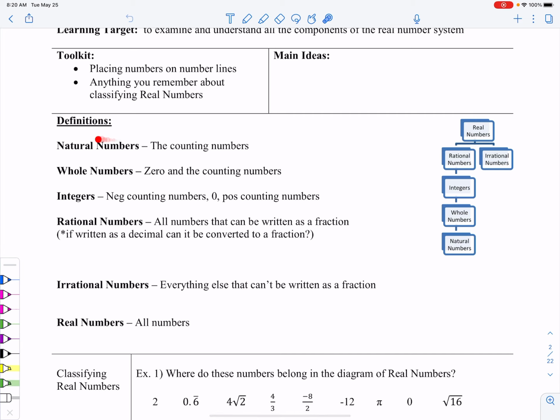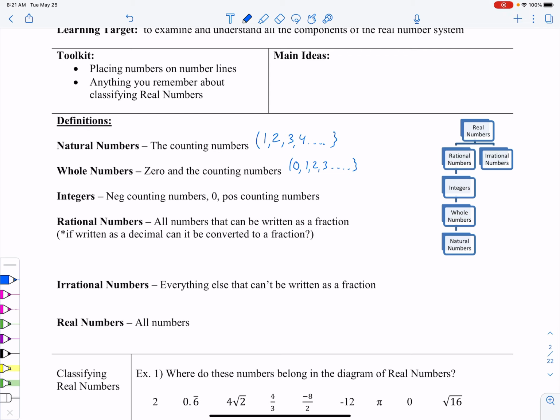First we have natural numbers. These are the counting numbers, so starting with 1 and then counting up by 1: 2, 3, 4, etc., all the way to infinity. Next we have the whole numbers. Whole numbers just add 0 to the counting numbers, so starting with 0 and then 1, 2, 3, etc., into infinity.